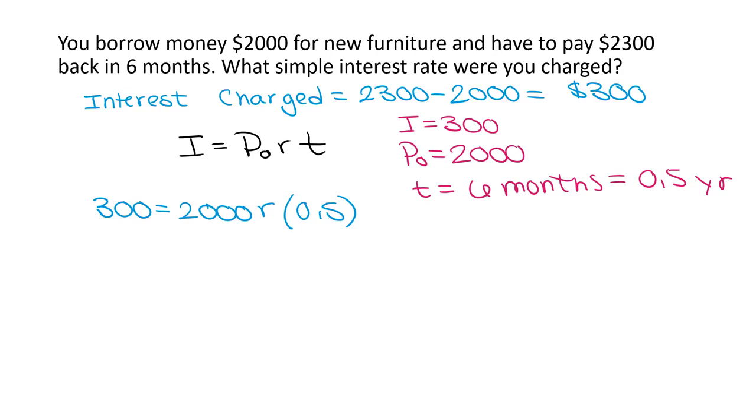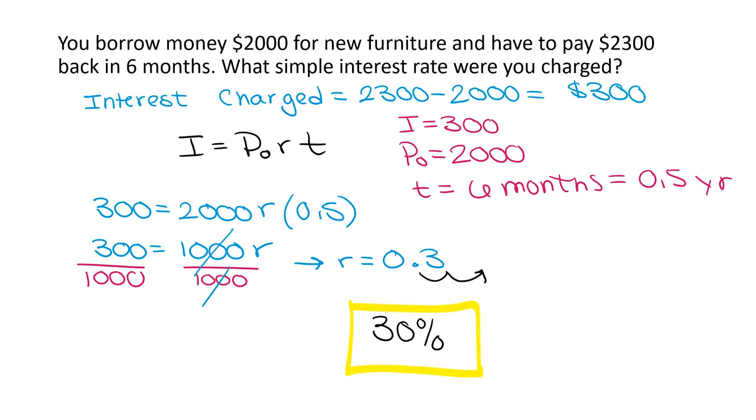To solve for R, the very first thing I would do is simplify the right-hand side. We can take the 2,000 times 0.5, and that gives us 1,000. So now we have 300 equals 1,000 R. To get R by itself, I'll divide both sides by 1,000. And I got R equals 0.3. And then finally, I'm going to move the decimal 2 places to the right. 0.3 is 30%. So we were charged a 30% annual interest rate.